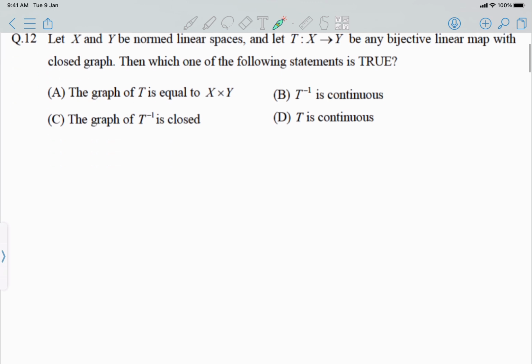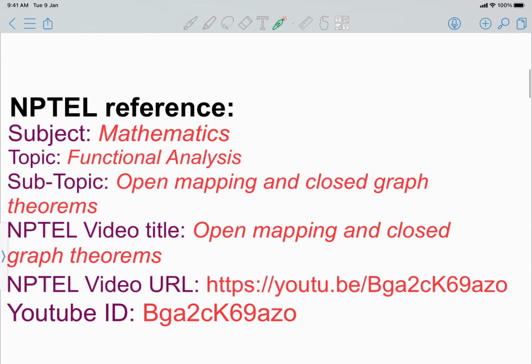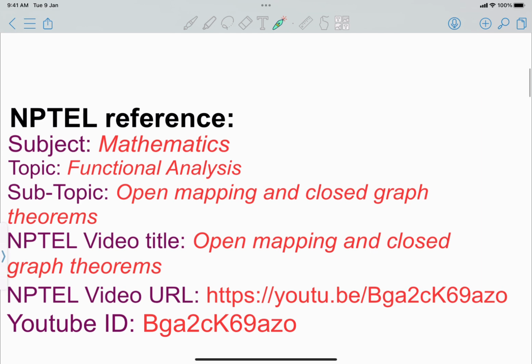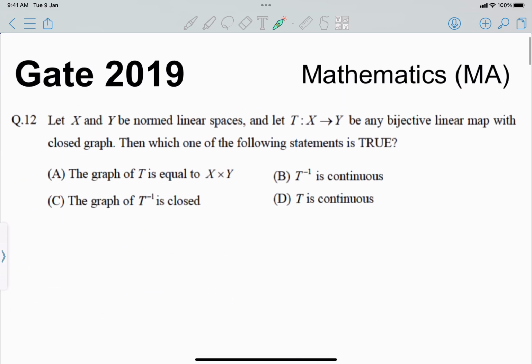In order to solve this, this is the NPTEL reference. This you can look into it. Okay, so let's start solving the question.